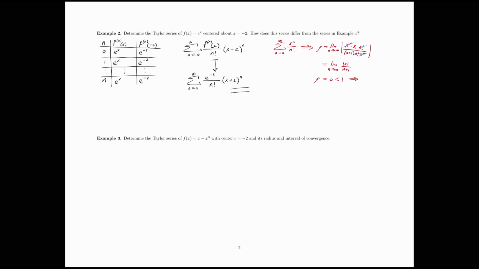Since this limit, the ratio rho, doesn't depend on x, our radius of convergence is infinite, since it would converge no matter what the value of x is. If our radius of convergence is infinite, that means our interval of convergence is the entire real number line. So whenever you have a series that converges over the entire real number line, it's customary to use the Maclaurin series as opposed to other Taylor series that are centered at different values.